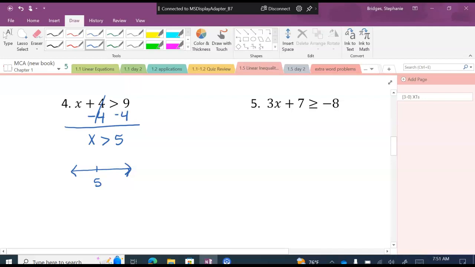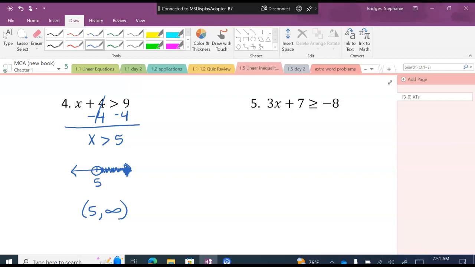Is it open or closed? Open. And which way am I going, left or right? To the right. And then I need my answer in interval notation. What would that look like? Parentheses 5, yep. Comma, infinity, parentheses. If you haven't already, go ahead and do 5.